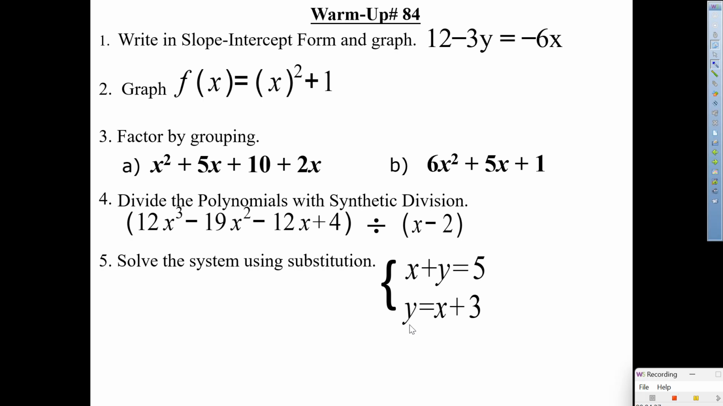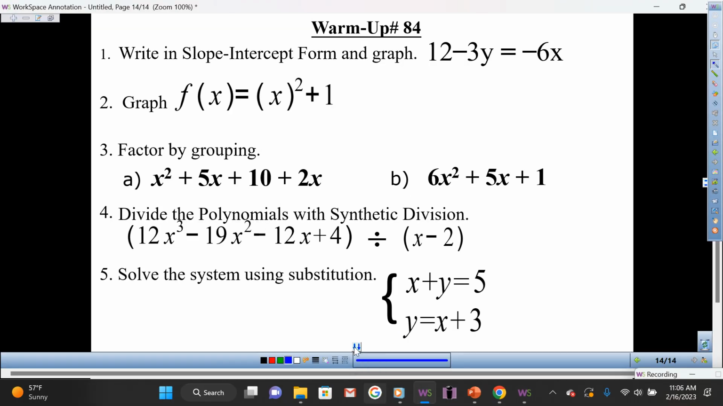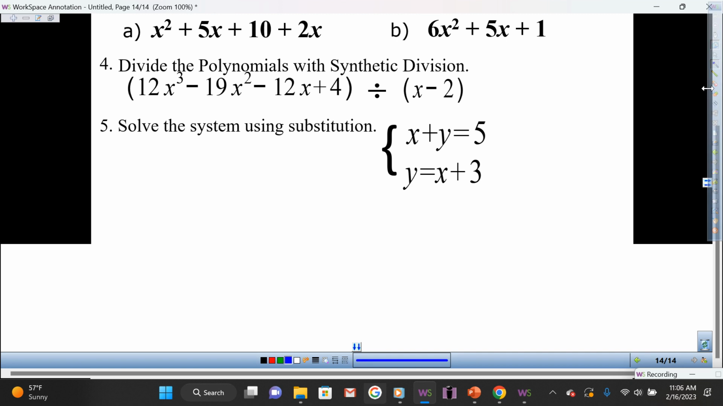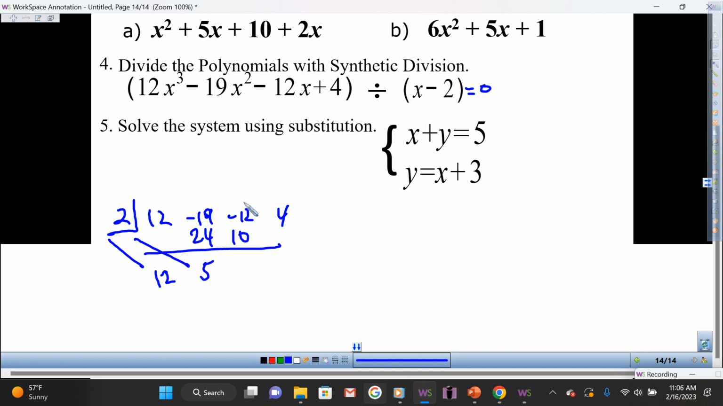Divide using synthetic division, our favorite. Let's go. So, is this in standard form? Yes, set it equal to 0. When you solve, that gives us 2. Is this in standard form? Yes. So my coefficients are 12, negative 19, negative 12, 4. Bring down the 12. Let's get started. 2 times 12 is 24. Combined, that's 5. 2 times 5 is 10. Combined, that's negative 2. 2 times negative 2 is negative 4. Combined, that is 0. So if we started with a cubic, that means this is what? 12x squared plus 5x minus 2.